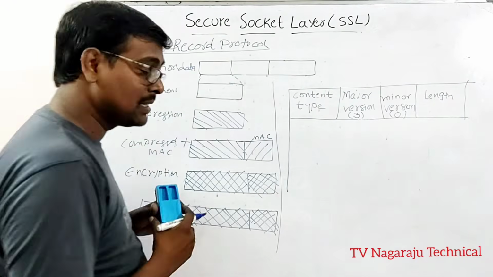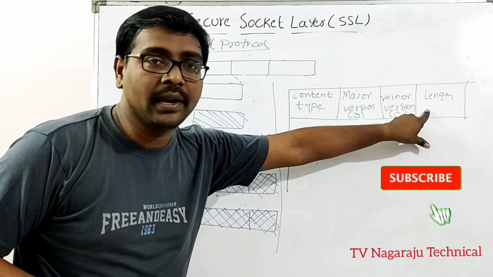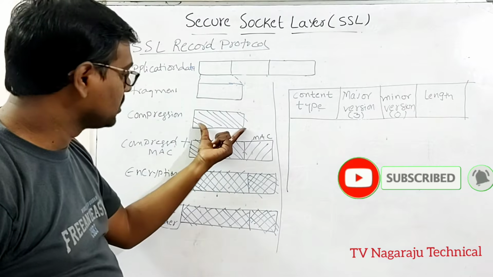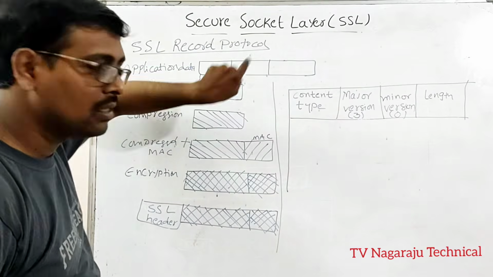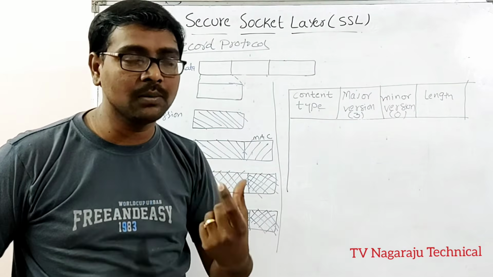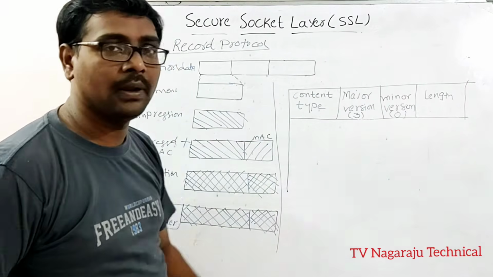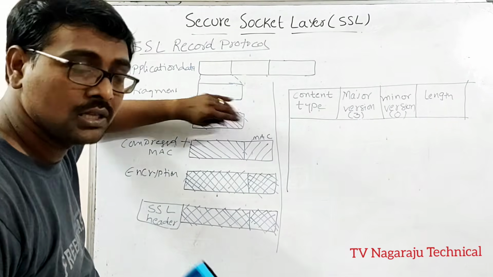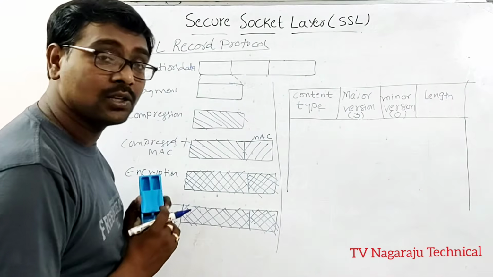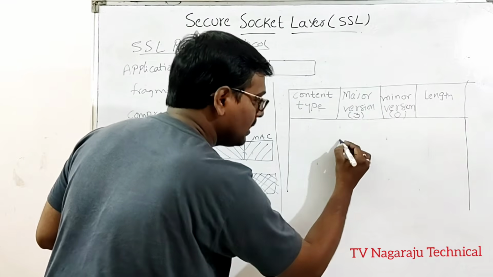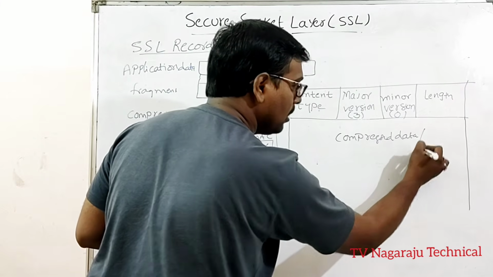Here, length means that if you are performing compression, it is the length of the compressed data. Suppose you are not doing any compression, it is the length of the plain text. I already said that compression is optional. Okay, this is the SSL header. Actually, the length here covers either the compressed data or the plain text.